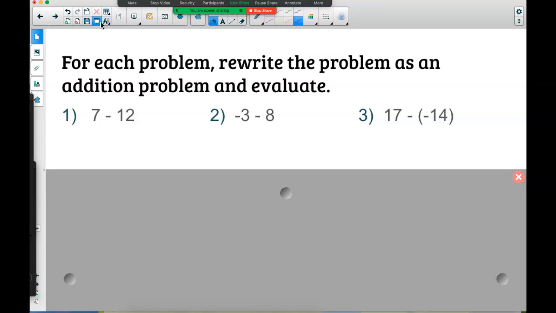Okay, so we have to be really careful. Don't just change the minus to a plus. You have to change 2 things. On every problem, you're always changing 2 things. So on number 1, can somebody tell me the addition problem? Dylan. 7 plus negative 12. Good. 7 plus negative 12. Keep, change, change. Remember, you're changing 2 things. And 7 plus negative 12 is? Negative 5.